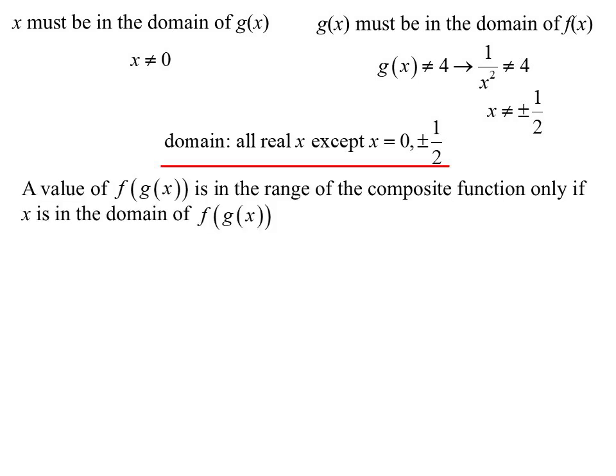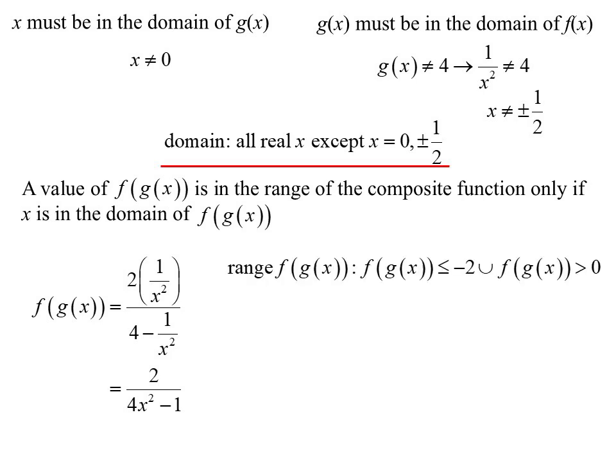Now to work out the range. You might find it easier to actually work out what the composite function is. So for this one, the composite function is 2 on 4x squared minus 1. That also then highlights the other exclusion in the domain over here, that x can't equal plus or minus a half. So you might find that an easier way of working out the second point of exclusion, actually work out the composite function. But when I look at that composite function, the range of it is that it's less than negative 2, but also greater than 0 as well.